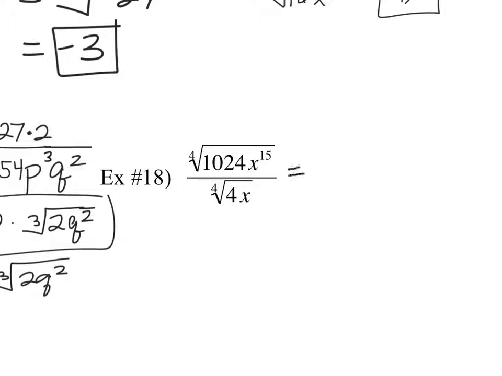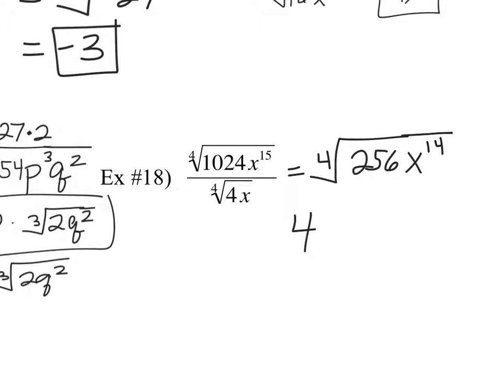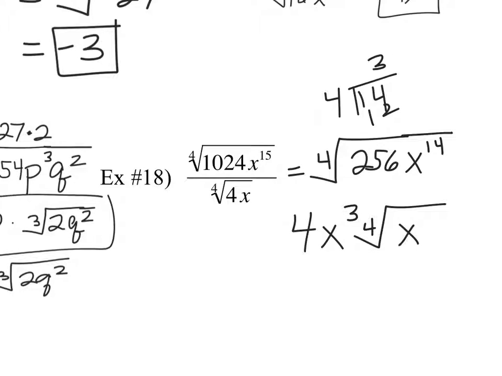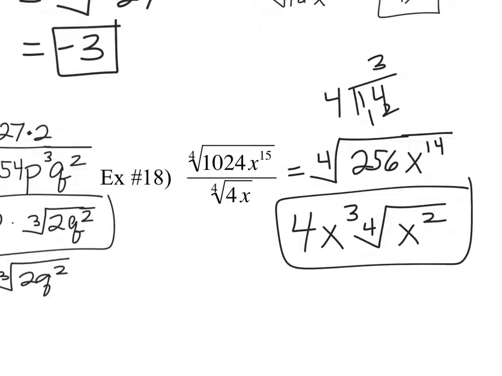We get the 4th root of 256 when we divide 1024 by 4. And then we get x to the what? 11? No, 14. I can't subtract. 15 minus 1, 14. Okay, so the 4th root of 256 is 4. And then 4 goes into 14 how many times evenly? 3 times. Okay, so x cubed on the outside. And how many remainders do you get? 2 remainders left over.